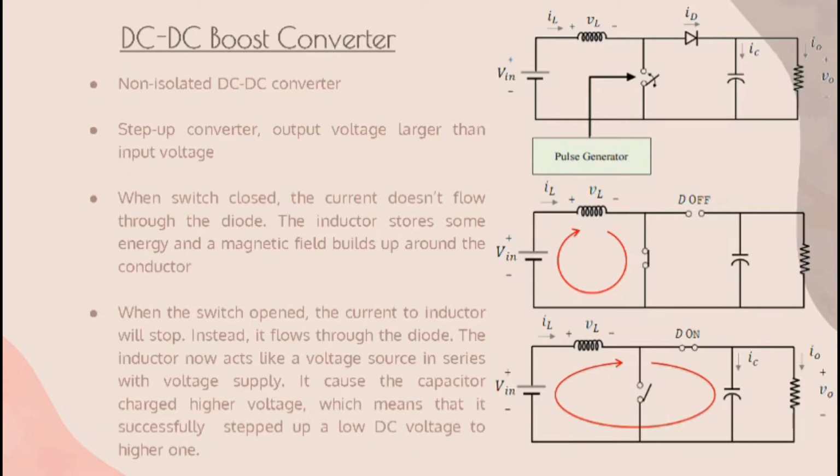When the switch is closed, the current does not flow through the diode. The inductor will store some energy and a magnetic field will build up around the conductor. When the switch is open, the current to the inductor will stop. Instead, it flows through the diode. The inductor now acts like a voltage source in series with the voltage supply. It will cause the capacitor to charge to a higher voltage, which means that it successfully steps up a low DC voltage to a higher one. Okay, that's all for me.